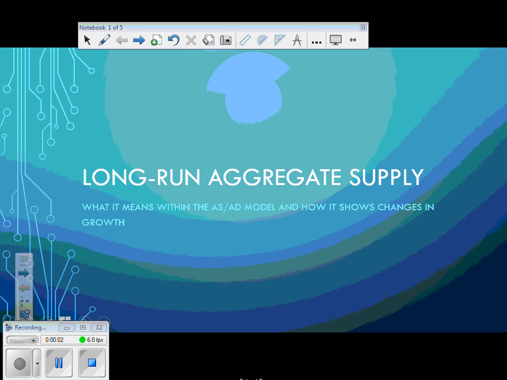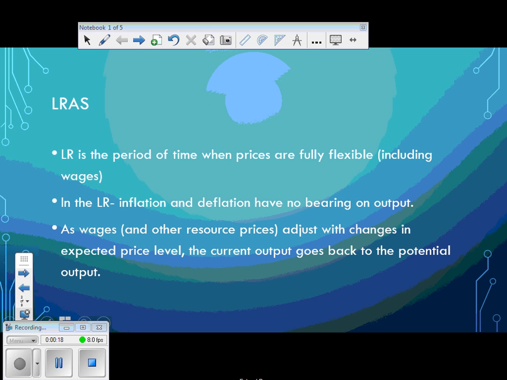Hello and welcome to a little discussion on long-run aggregate supply. We're going to remind ourselves what it means within the context of the AS-AD model, talk about how it shows economic growth and then the sources of economic growth, and then we'll relate it to another model you're familiar with, the PPC curve. So first thing, what is the long run?